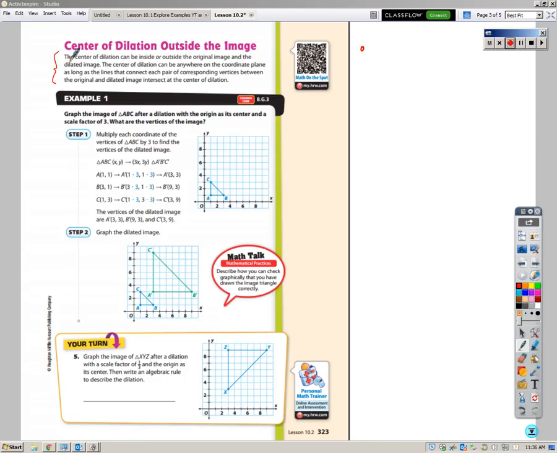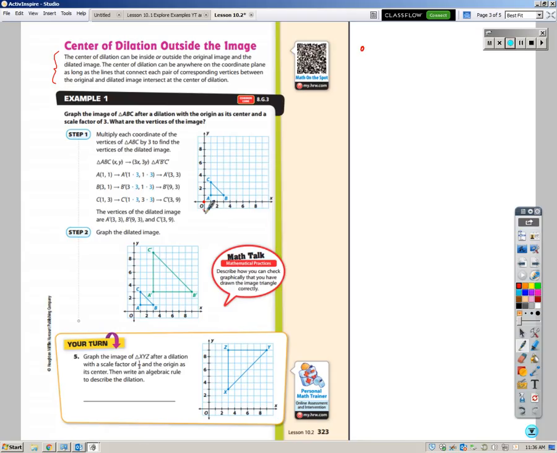Okay, so we're going to take a look at example 1, where we're going to graph the image of triangle ABC after dilation with the origin as its center and a scale factor of 3. So what are the vertices of the image? So the origin is still the center of dilation, but the image is outside of the center of dilation, right? In our previous examples, we had the shape around the origin, so this was also at the center of our shape, but now it's not.